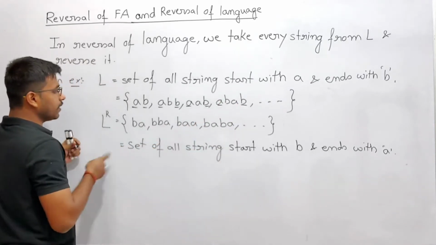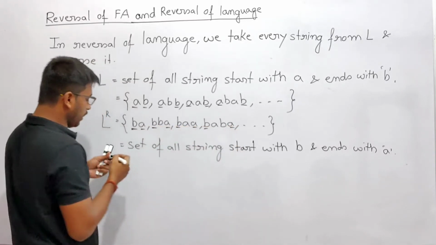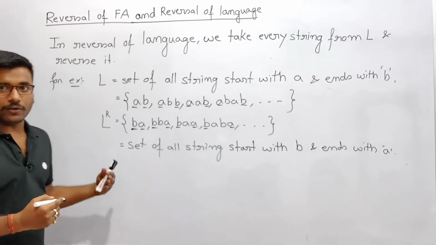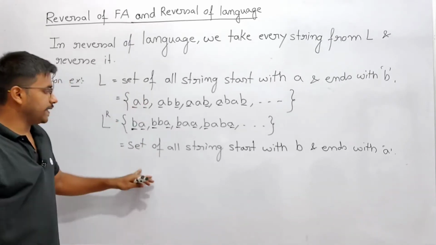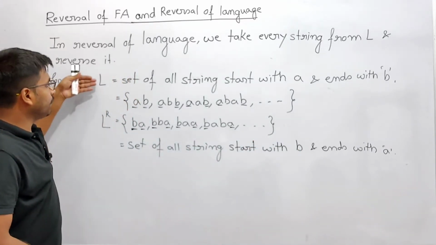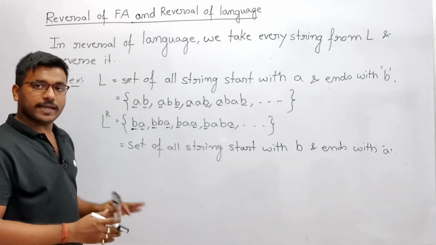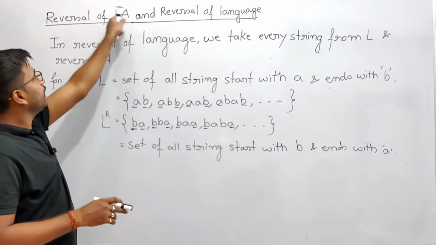Now it got reversed. It starts with B and ends with A. So when you do reversal of a language, the language will get reversed: set of all strings that start with B and end with A. Similarly, we will construct the FA for L, and it is applicable for every kind of FA. That's why I am writing reversal of FA.